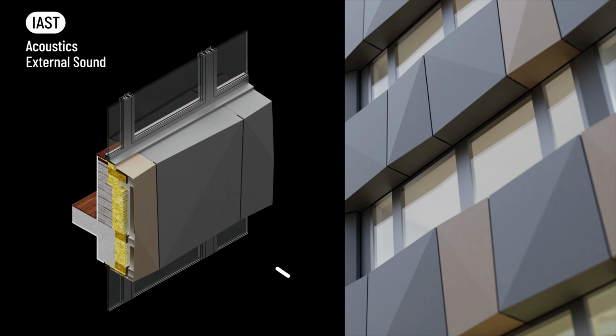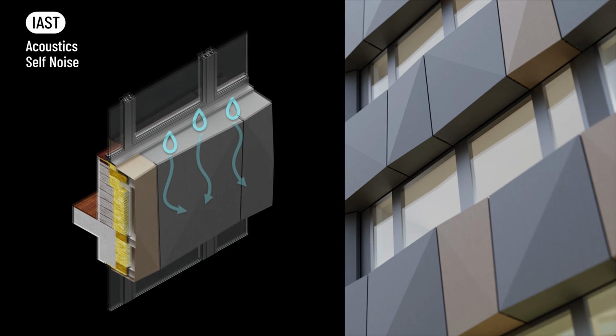The facade serves not only as a barrier against external sound, but can also act as a bridge for sound transmission between neighboring dwelling units or offices. Additionally, certain parts of the facade can cause noise if not designed or installed properly. The acoustic section of this course addresses external noise, flanking sound, and self-noise.